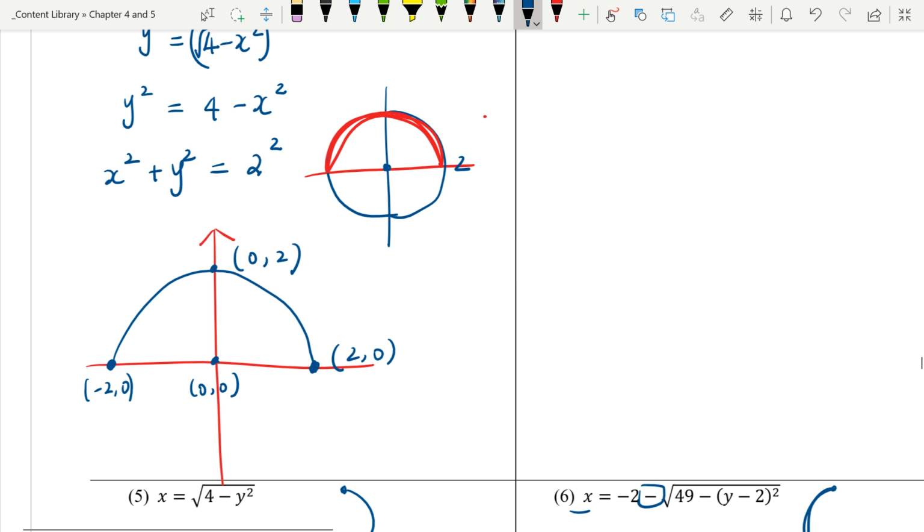Why am I rearranging the equation? Because I want to see where's the center and what's the radius. Okay, so that's the purpose. Just rearrange it, find the center, find the radius, and then go backwards and think about which part I need. I need the top part, the bottom part, or left or right.